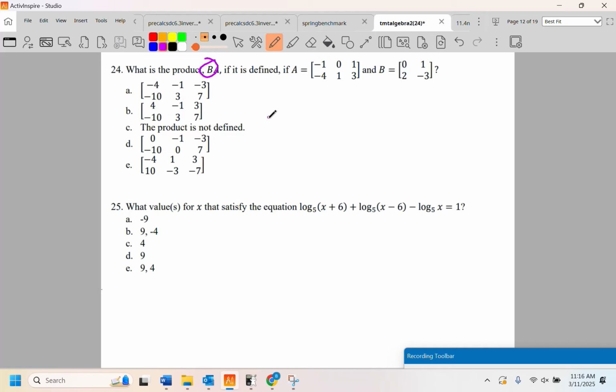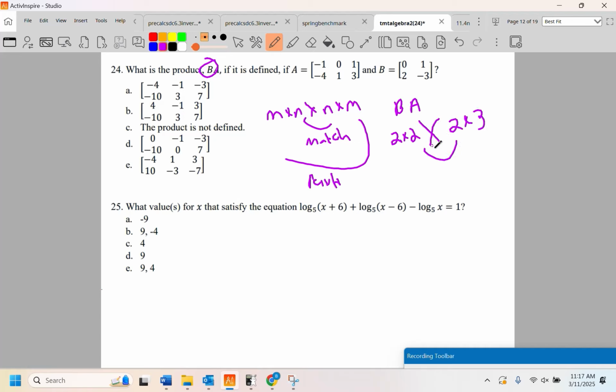So here's the deal. For an m by n times an n by m, these two have to match, and the outside is the result. They're doing B times A. So they are taking a 2 by 2 and multiplying it by A, which is a 2 by 3. It is allowed. I think I saw Maddie do this the other day and I didn't catch it, but it is definitely allowed, okay? You're holding a TI-84. You do not have to do this by hand, so don't think you do.